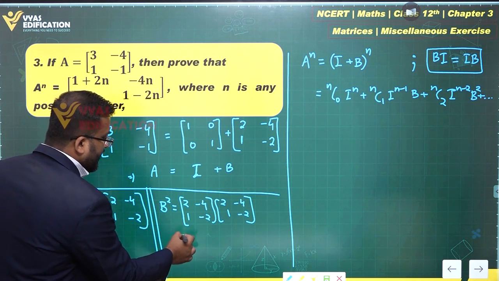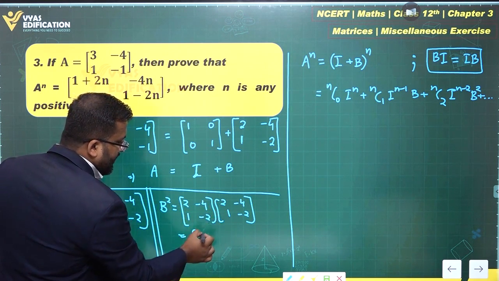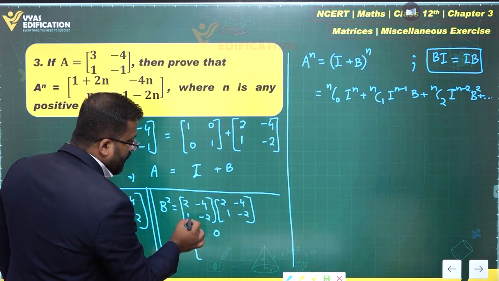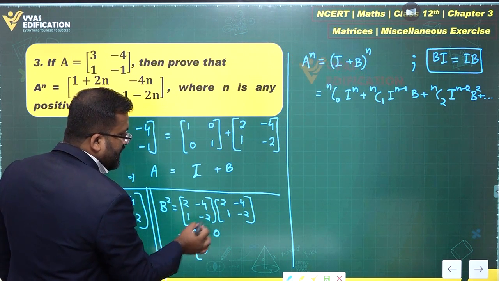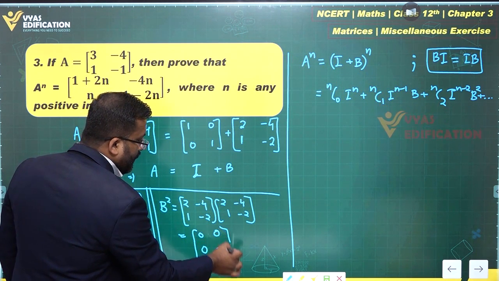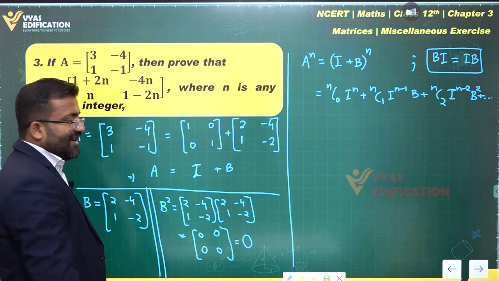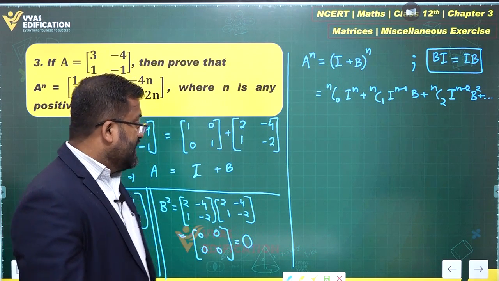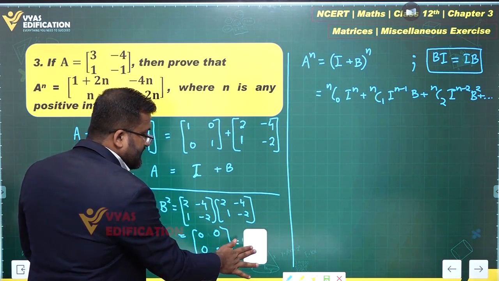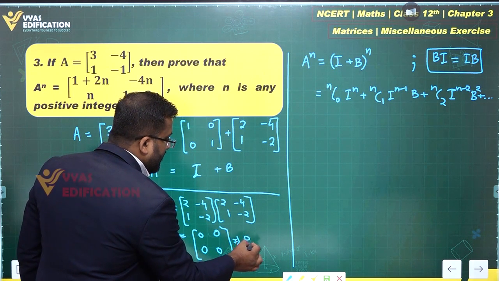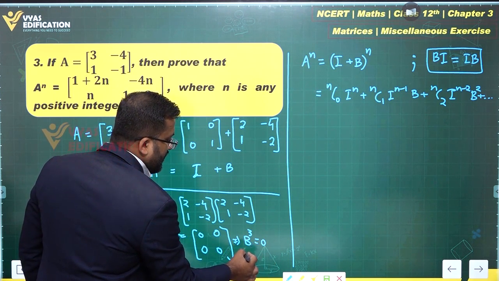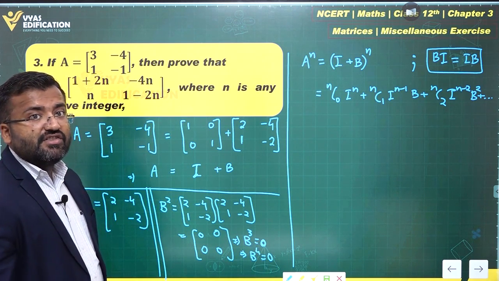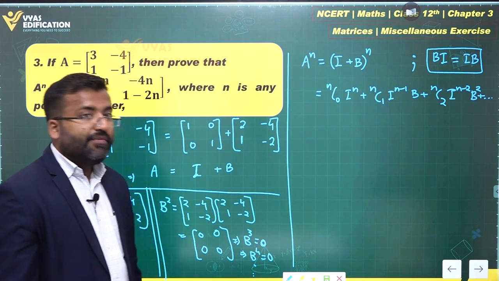And what do we observe over here? 2 times 2 is 4, minus 4 is gone, 0. 2 times minus 4 is minus 8 and plus 8 is 0. 1 times 2 is 2, minus 2 is 0. Minus 4 plus 4 is 0. Very interesting. This matrix here, B square, is the null matrix. B square being a null matrix will imply that further B power 3 would be 0. B power 4 would also be a null matrix. All of these would be null matrices, right?